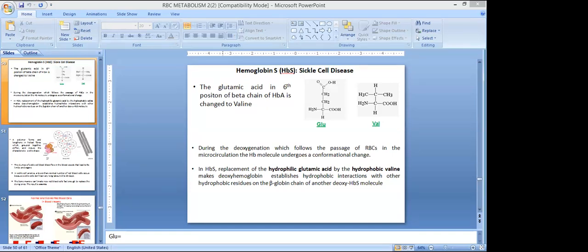How is glycolysis helping with this? Glycolysis generates NADH, which essentially converts iron 3 plus to iron 2 plus, making sure that you do not have methemoglobin.